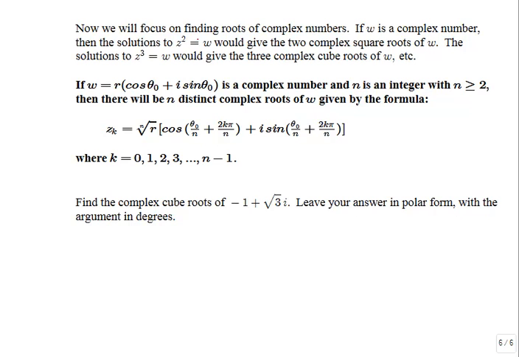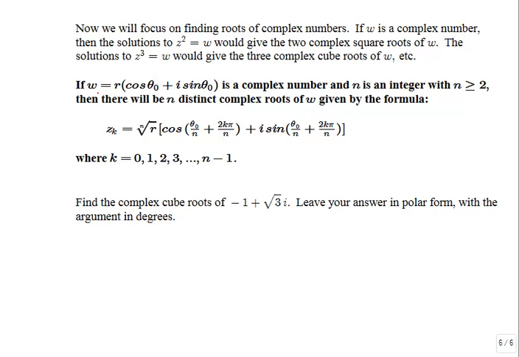We're going to focus now on finding roots of complex numbers. If w is a complex number, then the solutions to z squared equal to w would give the 2 complex square roots of w. The solutions to z cubed equals w would give the 3 complex cube roots of w, etc. So there's 3 solutions to this equation, there's 2 solutions to this equation, and those are giving us either those square roots or those cube roots.